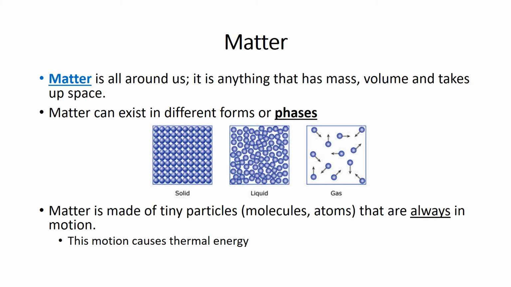I mentioned at the beginning that heat can be found anywhere because all matter is generating heat. Remember that matter is anything around us that has mass, volume, and takes up space. Now, matter can exist in different forms or phases. It exists as solids, liquids, or gases. And again, matter is made up of these tiny particles, molecules, atoms, ions that are constantly in motion, which is causing heat.